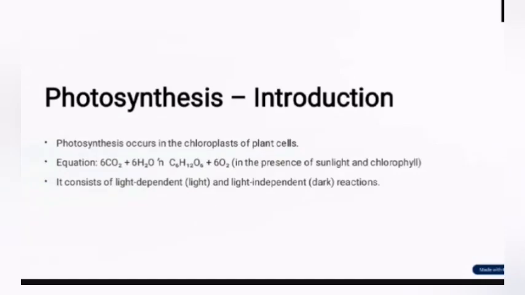So, in the presence of sunlight and chlorophyll, plants convert light energy to what? Carbohydrates. This is a simple equation: carbon dioxide plus water will give you carbohydrate and 6 molecules of oxygen. I believe you memorized this in secondary school, though we didn't even understand it. That's fine. So, photosynthesis consists of two processes.